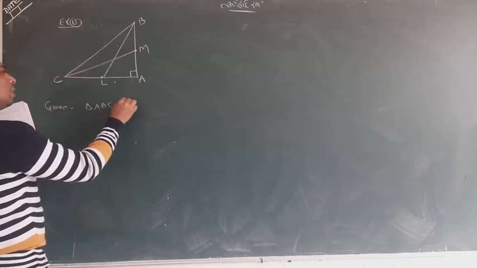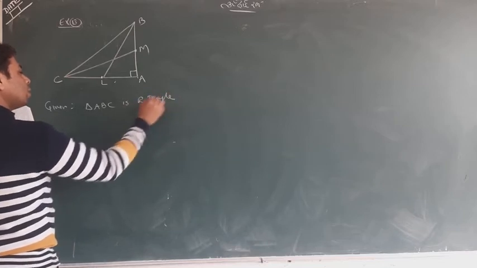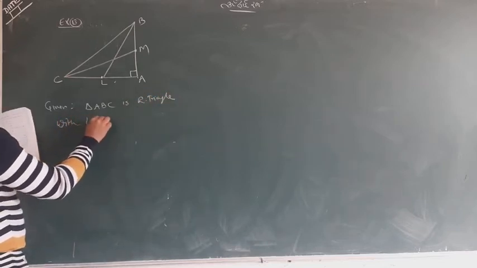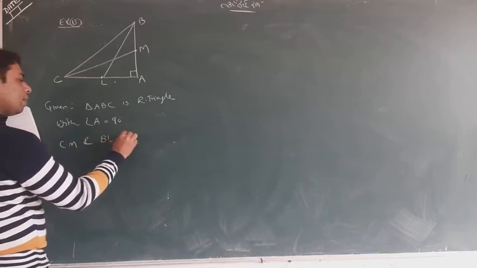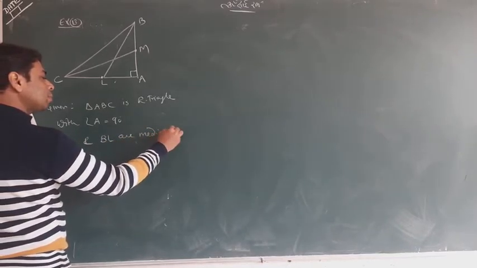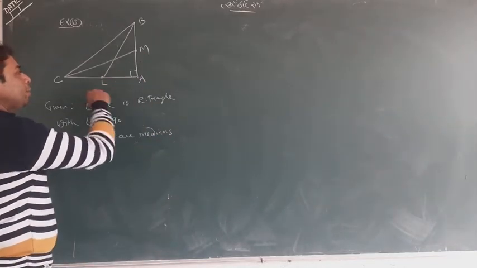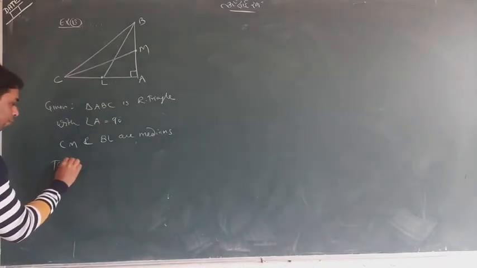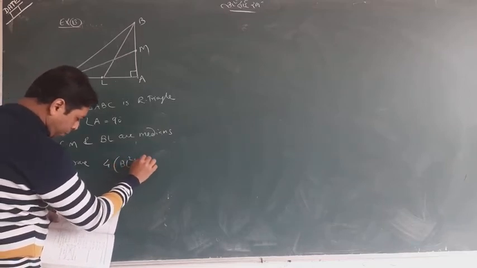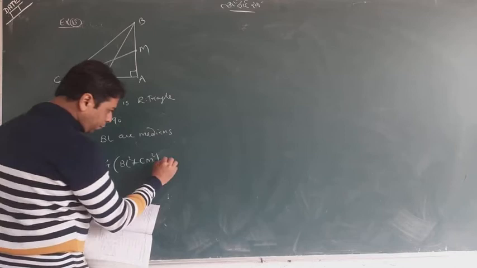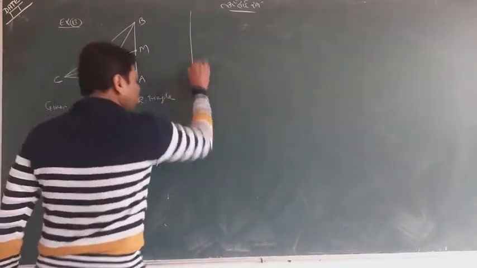Given: triangle ABC is a right triangle with angle A 90 degrees. CM and BL are medians, and median meaning M and L are midpoints of these two sides. To prove: 4 into BL square plus CM square is equal to 5 BC square. That is to show. Now look at students how we can go with this.